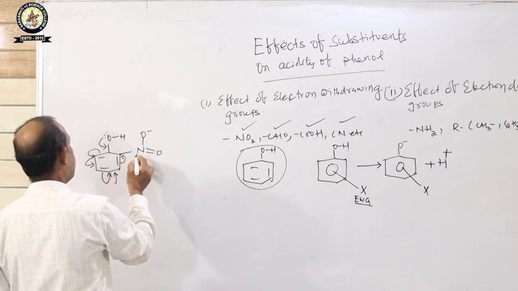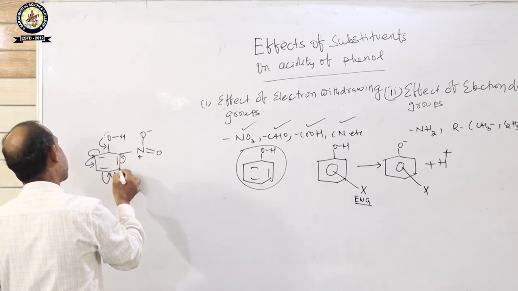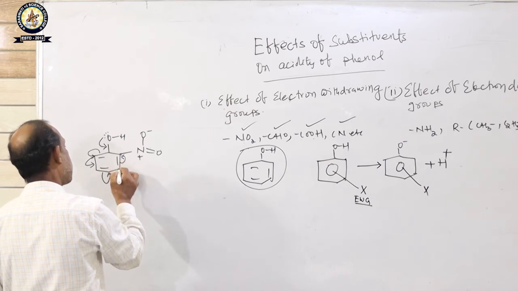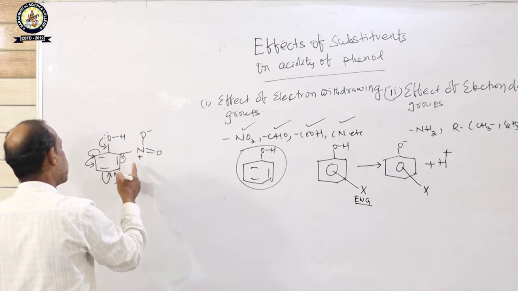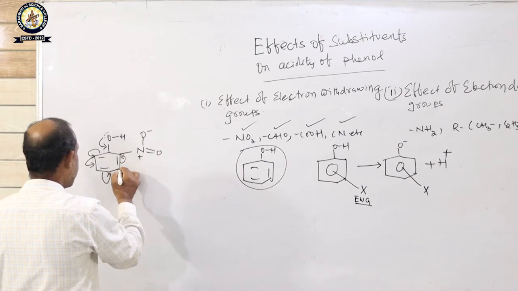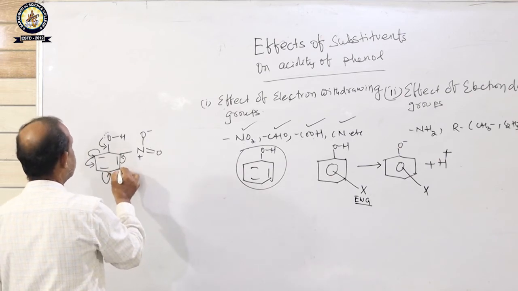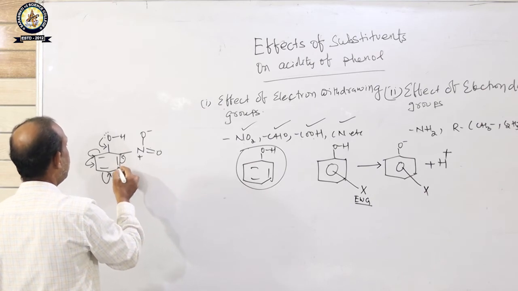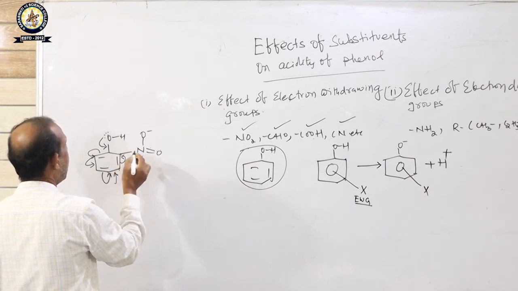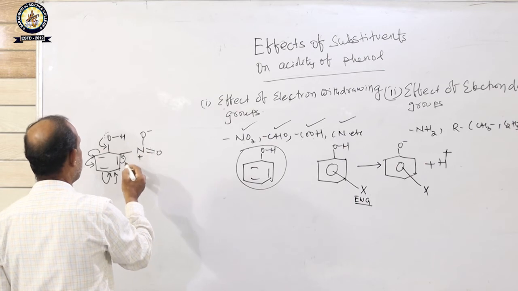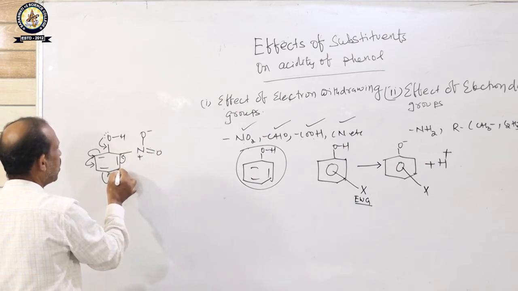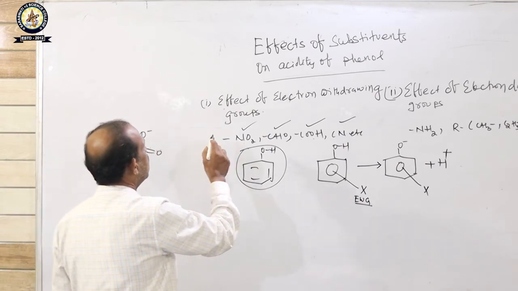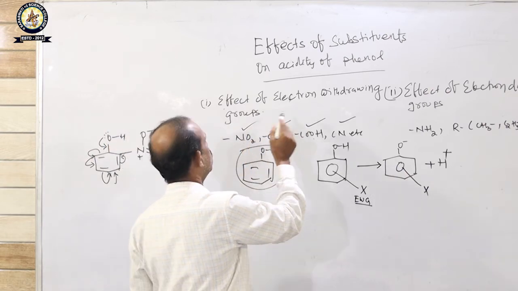Okay, but if the nitro group is attached at the meta position, then no negative charge will be developed. So it will have no effect if the electron withdrawing group is present at the meta position. Okay, so what is the effect of the electron withdrawing group?